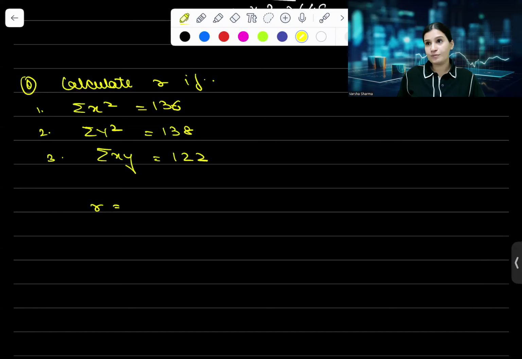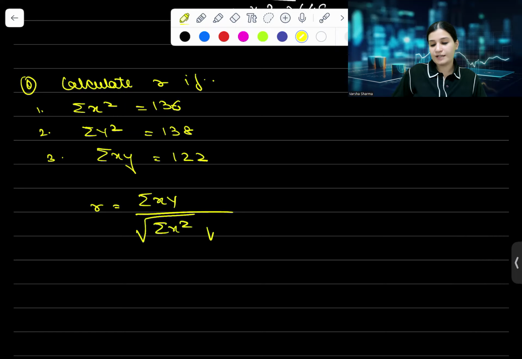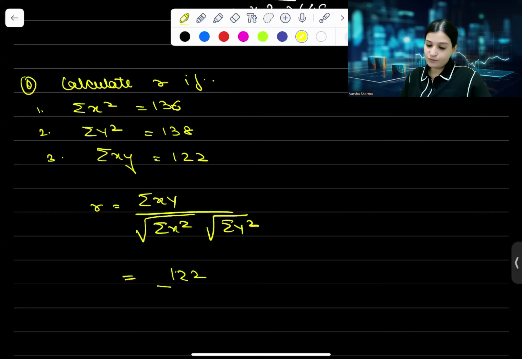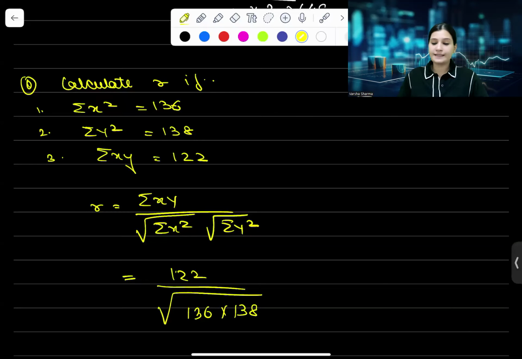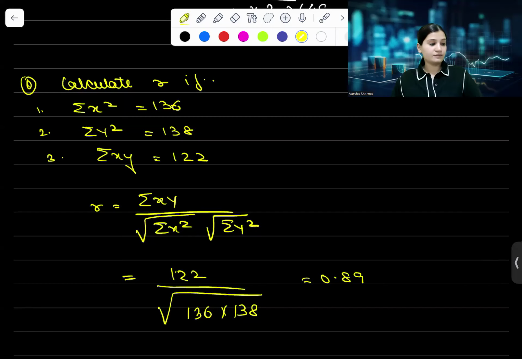Then we will use the last formula: summation xy over root summation x square times root summation y square. What you can do is, this is 122, take one root of 136 into 138, save it, then divide. Answer is 0.89. Got the answer? But for this, the question will tell you specifically that I'm giving you the deviation values.